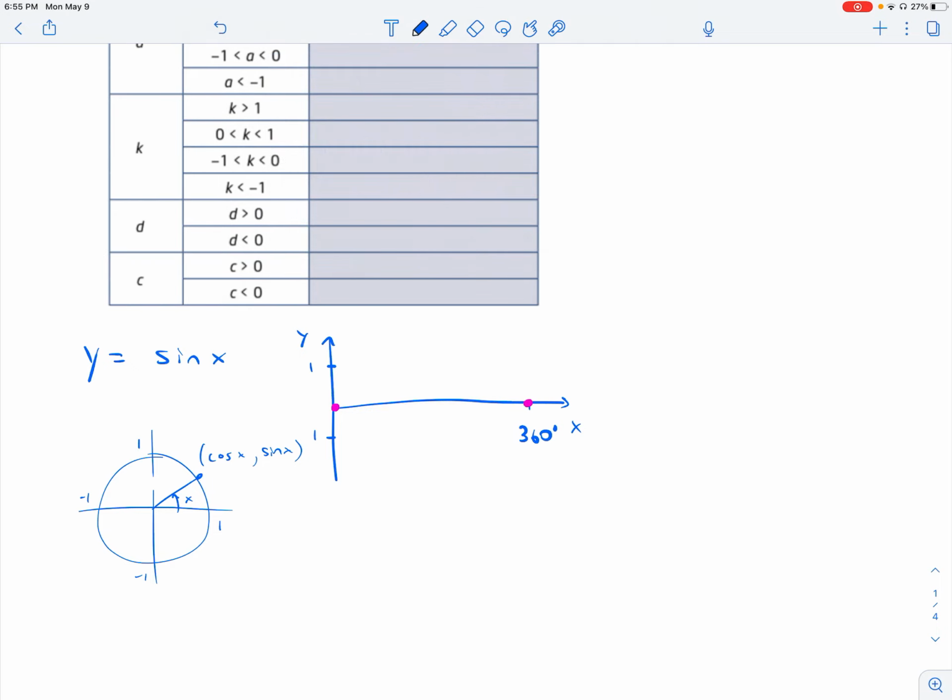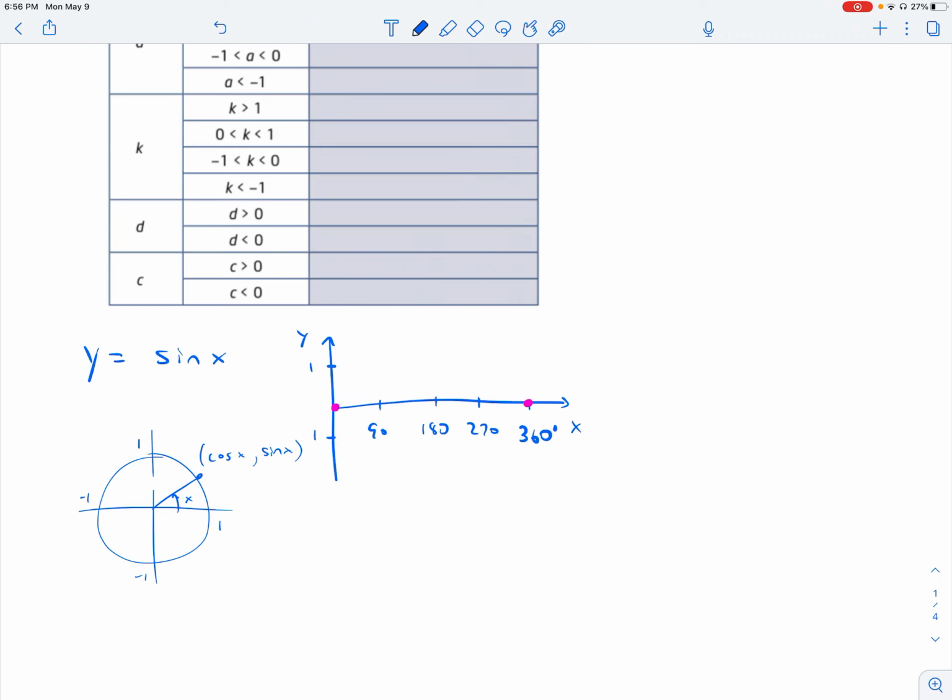I first cut it in half. If I cut 360 in half, I get 180. Then I cut each one of these sections in half. Half of 180 is 90, and then I cut the next part in half. Halfway between 180 and 360 is 270. I can now get my nice main points on here.